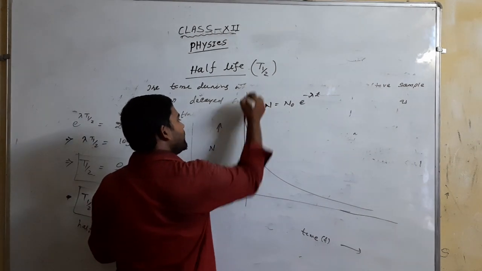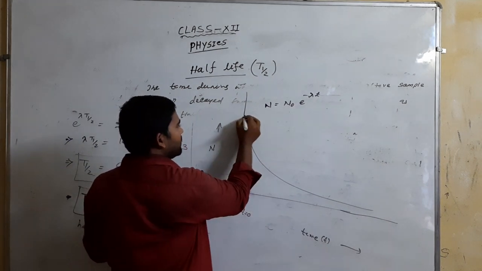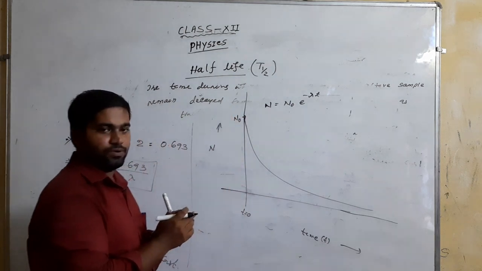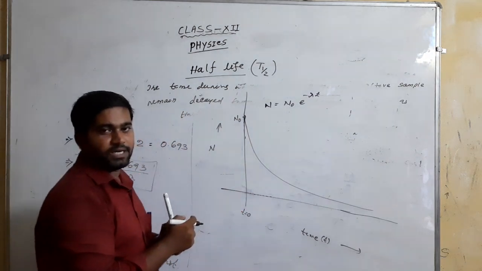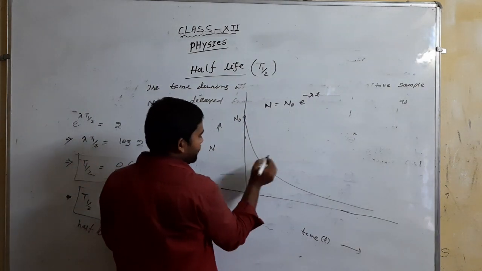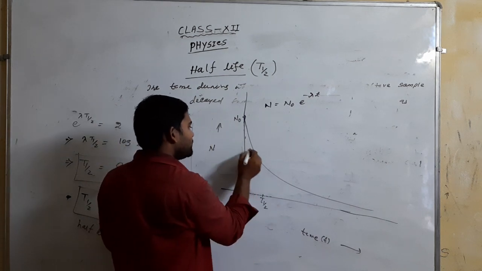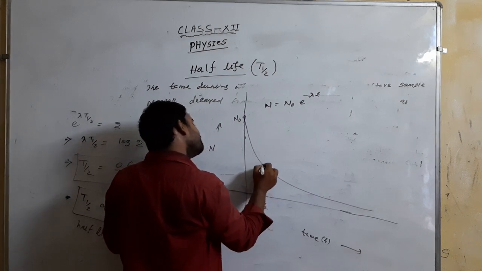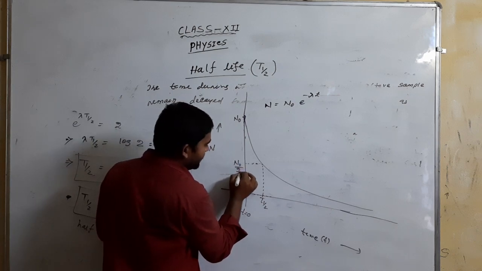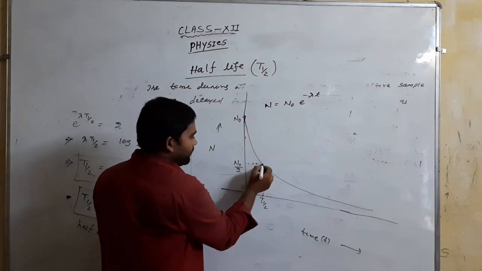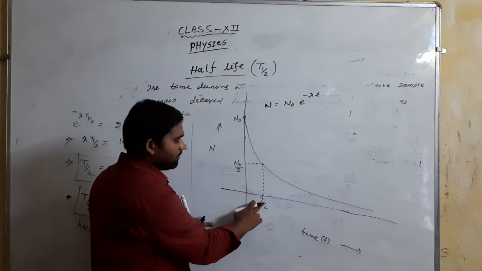At t equals 0, the number of samples is N0. As time proceeds, the number of samples decays. Suppose this is the half life; at t half, what will be the number of samples? The number of samples will be N0 by 2. This one is the first half life of the sample.